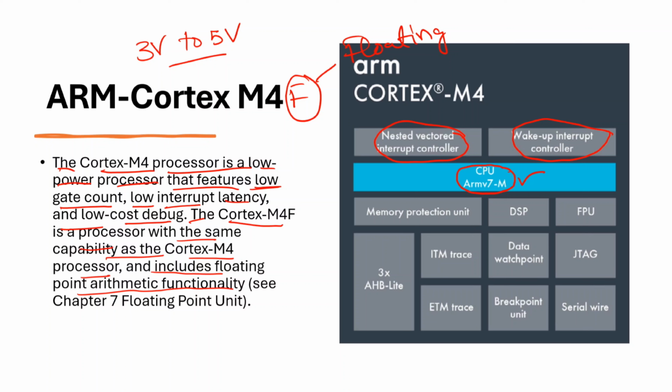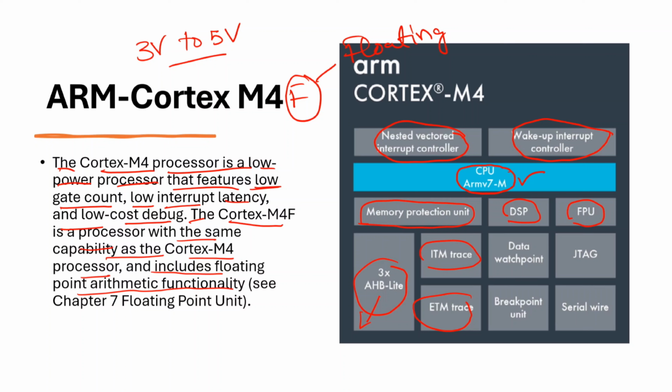Next, memory protection unit. It is one of the important features of ARM-CORTEX M4. This memory protection unit is used to protect some of the non-accessible, unprivileged memories. Next, DSP, digital signal processor, FPU, floating point unit, and 3 AHB lite. Here, AHB is nothing but a kind of bus. And ITM trace and ETM trace. These two are used for printf style debugging.